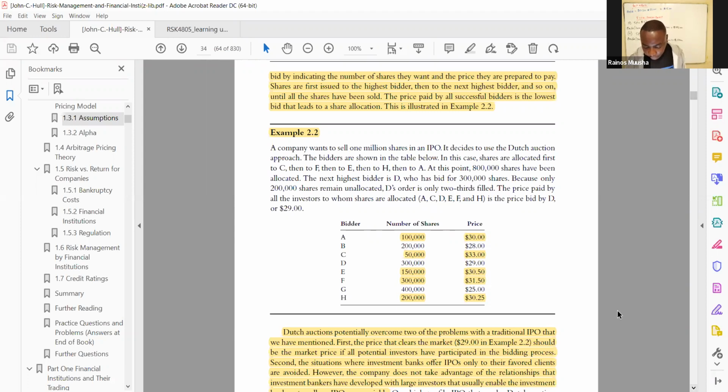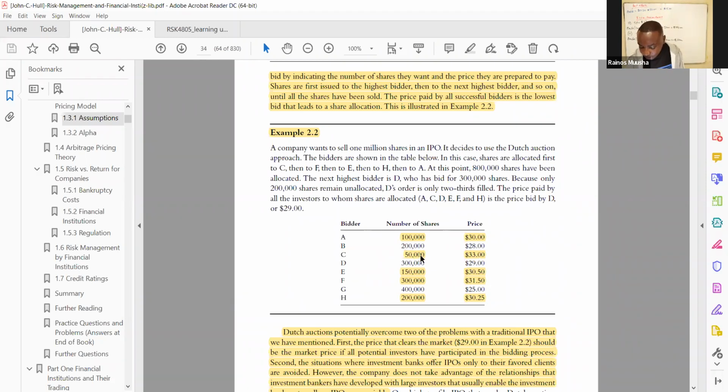So the company wants to do an IPO to sell 1 million shares. With the Dutch auction approach, what happens is the party with the highest bid is the one that is allocated the shares. They get the number of shares depending on exactly how many shares they indicate that they want. In this case, if you look at the different bidders, the one with the highest bid is bidder C, who's offering a price of $33. So he's going to be able to get the number of shares that he needs, which is equal to 50,000 shares.